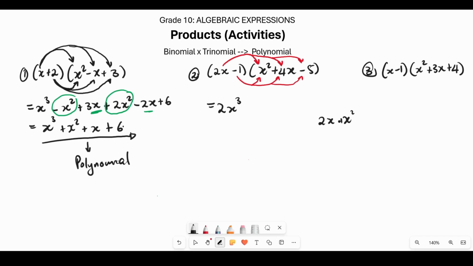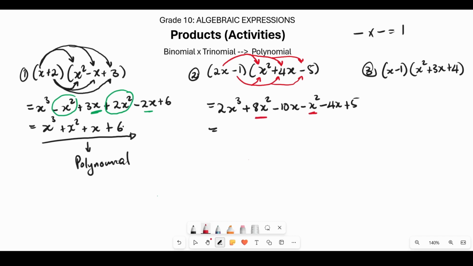Then 2x multiplied by 4x, you're going to get positive 8x squared. Then 2x multiplied by negative 5, you get negative 10x, just there because the 5 doesn't carry an x. Then we go to the negative. Negative 1 multiplied by the x squared, negative x squared. Negative 1 multiplied by the positive 4x, negative 4x. Negative 1 multiplied by negative 5. Negative multiplied by negative is positive. So it's going to be positive what? Positive 5.